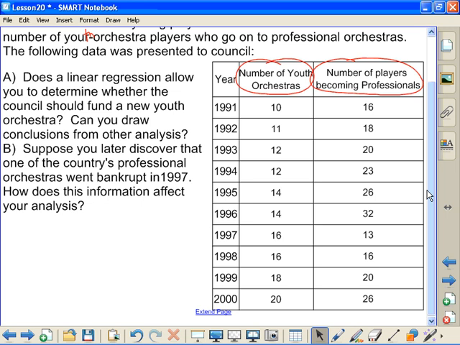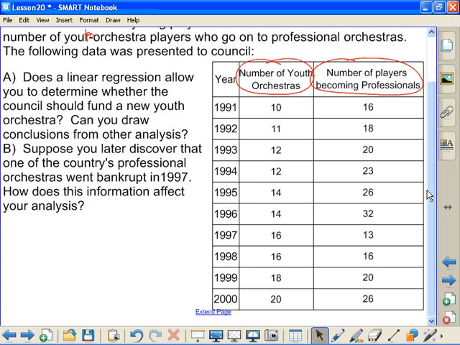So A, does a linear regression allow you to determine whether the council should fund a new youth orchestra? Can you draw conclusions from other analysis? So let's figure this out. The way it's set up right now, I would say that the X variable, or the independent variable, is our youth orchestras, how many are out there. And then on the y-axis, the dependent one is how many become professional.